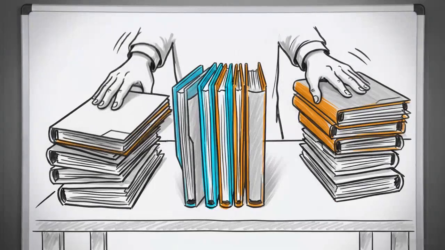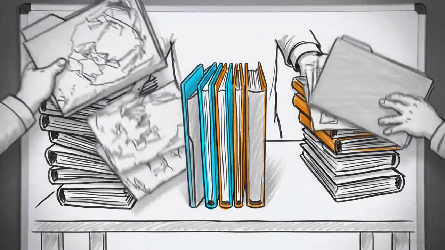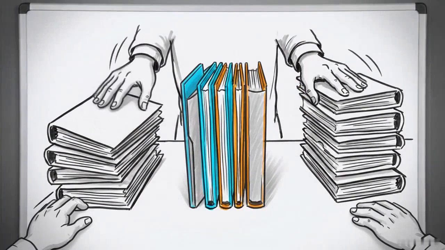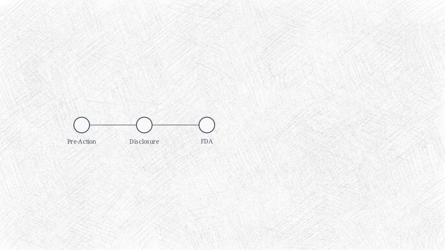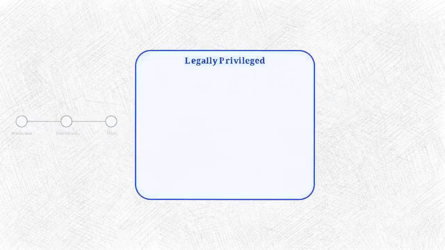The FDA operates as a filtration system. It strips away irrelevant disputes so that only the necessary disputed facts proceed to the final negotiation. The entire pre-trial mechanism exists to drive the parties to the Financial Dispute Resolution Appointment, or FDR.